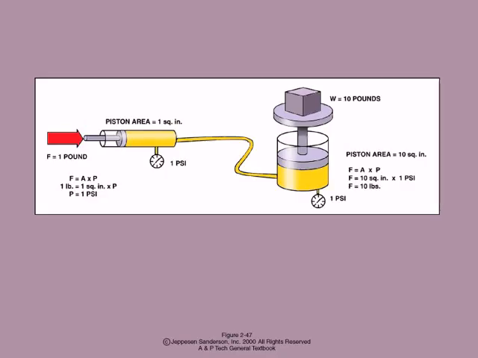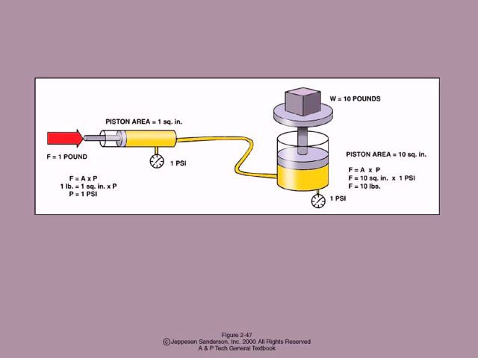This diagram demonstrates the basic principle of hydraulics. Pressure is transmitted equally in all directions within a confined fluid. On the left, a small piston with an area of 1 square inch receives a force of 1 pound, creating a pressure of 1 psi.